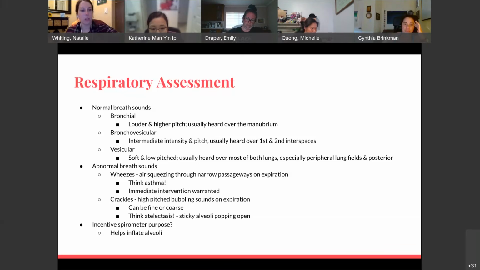Abnormal breath sounds. So we have wheezes, we have crackles, we have some other ones. Wheezes and crackles are the ones that usually come up a lot. Wheezes, think asthma. Crackles, you're going to think atelectasis or heart failure, right? Or pneumonia too, because you're going to get that accumulating fluid. If there's fluid in the lungs, you're going to hear crackles. What is the purpose of the incentive spirometer? It's going to help pop open those alveoli and keep them open to be doing their job.